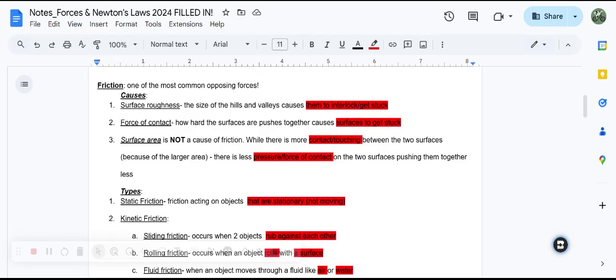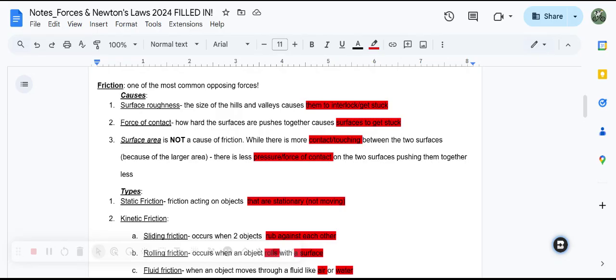Force of contact is basically a fancy term for how hard you're pushing two surfaces together. It is often caused by more weight. So if you have a box on the floor, if that box is not being pushed very hard against the floor, you can slide it very easily, right? Thinking about an empty cardboard box, for instance, right?